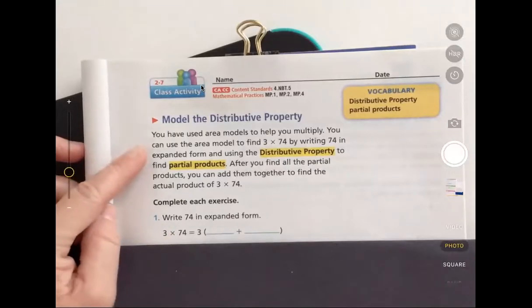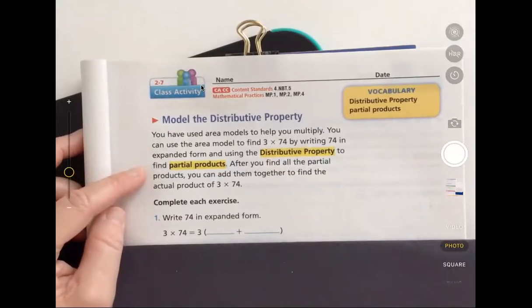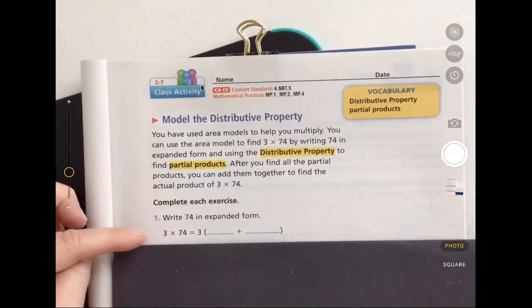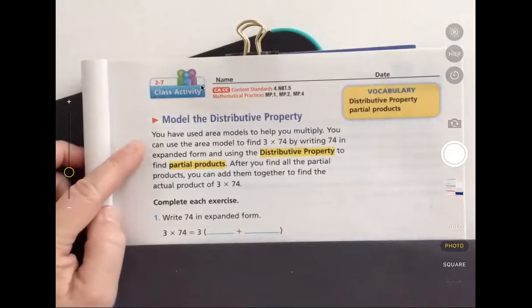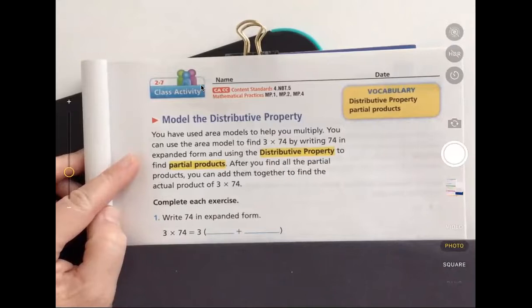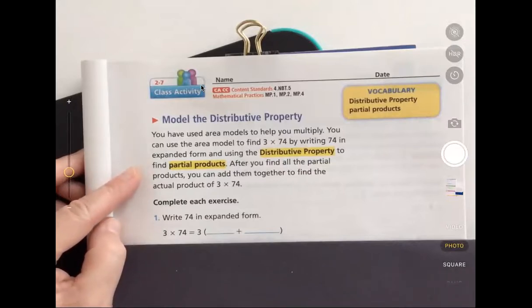So I wanna read this with you. You can follow along because it has those key words, distributive property and partial products. How we're going to break it up. You have used area models to help you multiply. You can use the area model to find 3 times 74 by writing 74 in expanded form and then using the distributive property to find partial products.